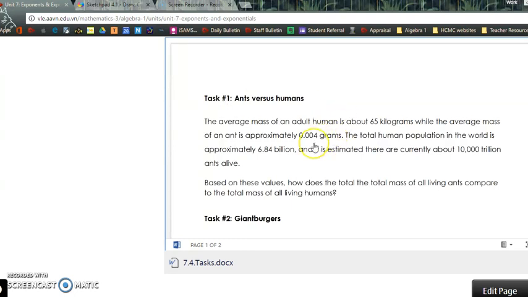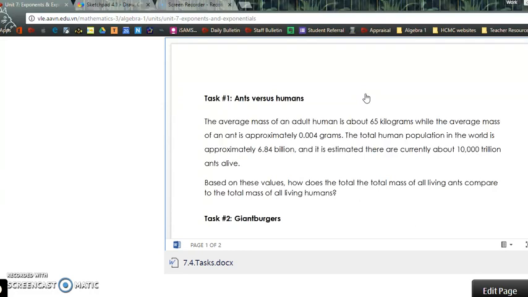So this one, it's talking about ants and the mass of a human. Be very careful with units. So for example, kilograms and grams, just always be thinking about your problem. Are the units the same? How can I put it in scientific notation? And how can I use what we've been learning in class to solve it?